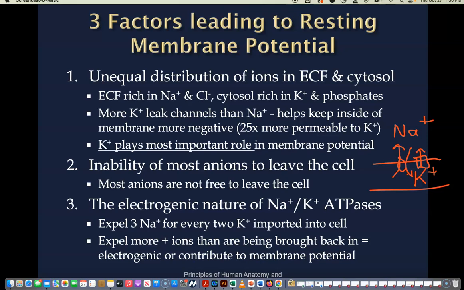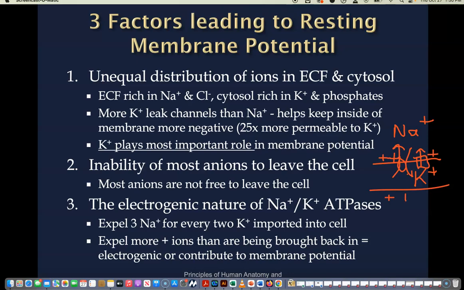Now, keep in mind that potassium is a positively charged ion. So as that potassium leaks out of the cell, you're going to start to get a buildup of positively charged ions, right? Because you're leaking out much more potassium than sodium is leaking back in, because there are some sodium leak channels, but they're much fewer, okay? And so this allows positive charge to build up on the outside of the cell membrane.